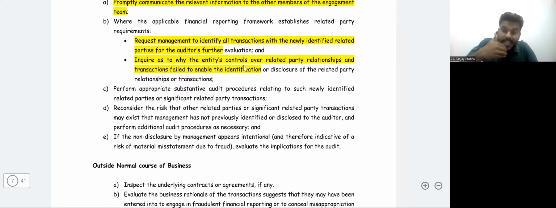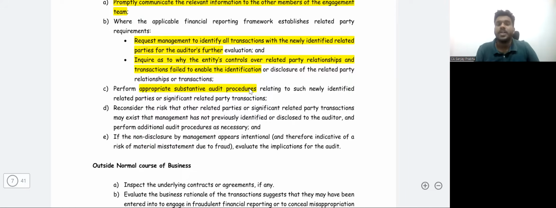Next, you should perform substantive audit procedure. In detail, you have to see whether there are any other transactions, whether there are any other related party which was not disclosed by the management. See, management said 50 related parties. Now you identified 51st. Now you become more alert. Now you will go for in-detail checking to see whether there are any other related parties which was not disclosed by the management. So you will perform substantive audit procedures to identify other related parties.